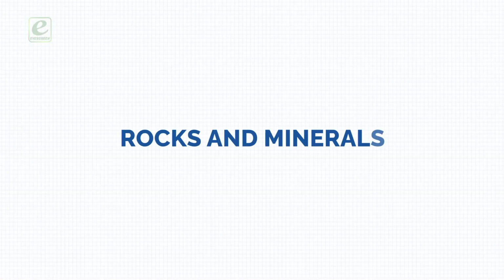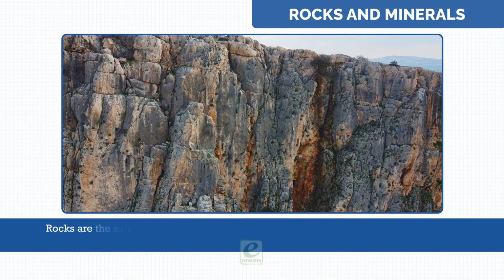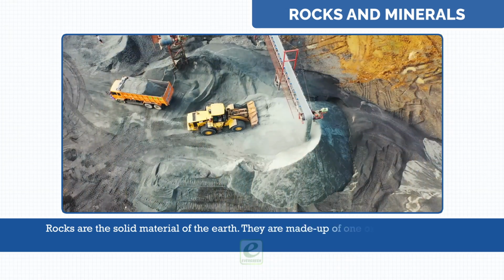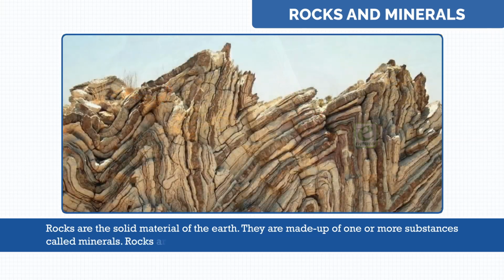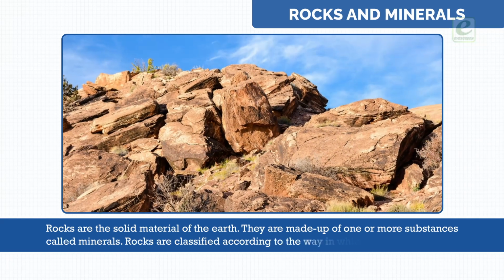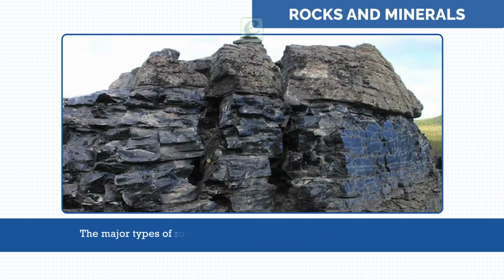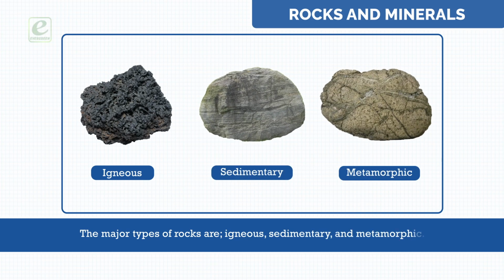Rocks and minerals. Rocks. Rocks are the solid material of the earth. They are made up of one or more substances called minerals. Rocks are classified according to the way in which they are formed. The major types of rocks are igneous, sedimentary, and metamorphic.